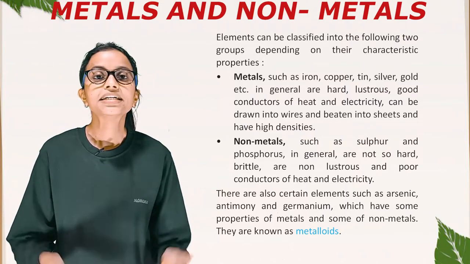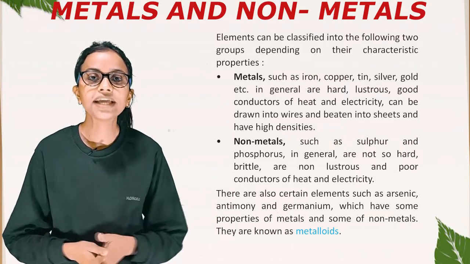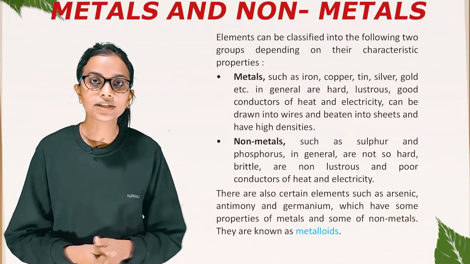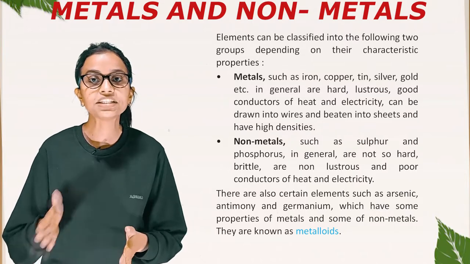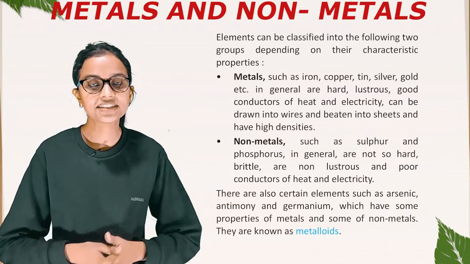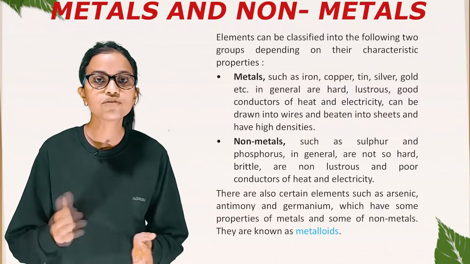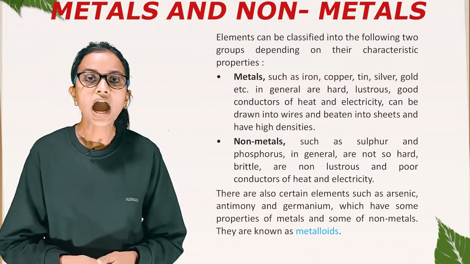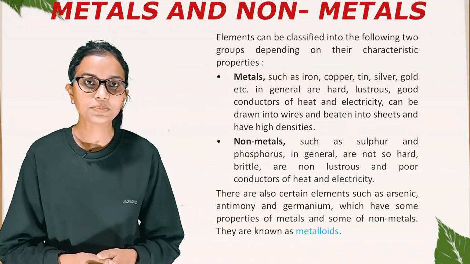Metals, such as iron, copper, tin, silver, gold, etc., in general are hard, lustrous, good conductors of heat and electricity, can be drawn into wires and beaten into sheets, and have high densities. Non-metals such as sulfur and phosphorus in general are not so hard, brittle, non-lustrous and poor conductors of heat and electricity.